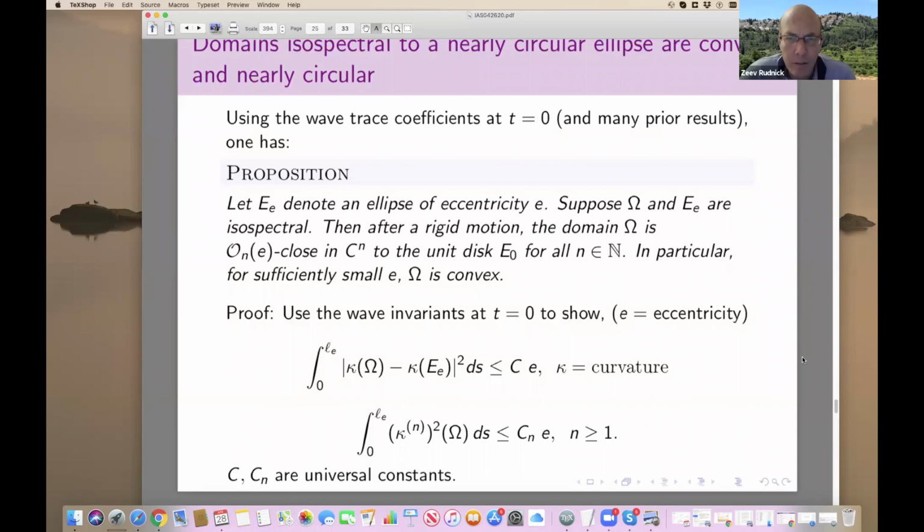So this doesn't use the trace formula, it just uses the heat kernel? Well, they're essentially the same. Yes, it's t equals 0. You could get this from the heat kernel. Kernel asymptotics are the same. So you don't have to make any assumption that your competing domains are nearly circular or convex, because it just follows from the fact that they are isospectral to an ellipse.